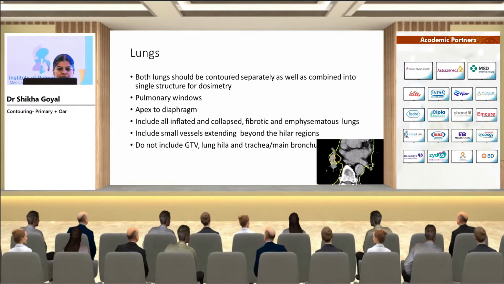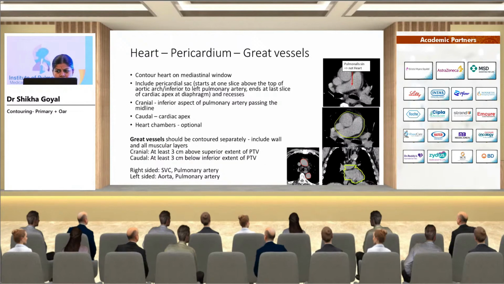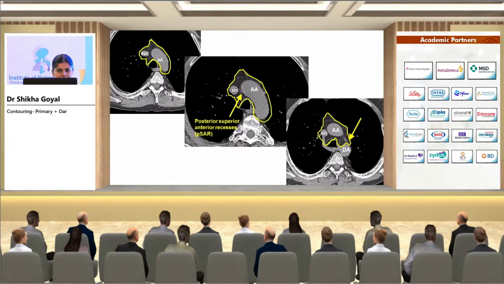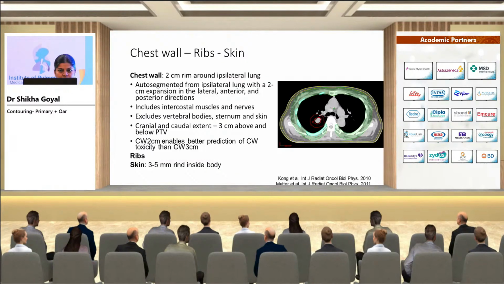Use lung windows, include all the inflated and collapsed lung, all the emphysematous area, but also include the small vessels which are extending beyond the hila, but typically lung, hila, GTV, and trachea, main bronchi are not included. Heart and pericardium also have to be included mostly for central tumors or ultracentral tumors, and this is given in the guidelines by RTOG as well, so this can be taken. The entire pericardium as well as the pericardial recesses should be included.